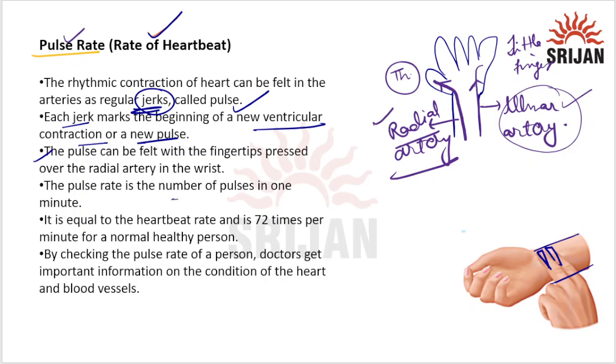The pulse rate is the number of pulses in 1 minute. It is equal to the heartbeat rate and is 72 times per minute for a normal healthy person. By checking the pulse rate of a person, a doctor gets important information on the condition of the heart and blood vessels also.